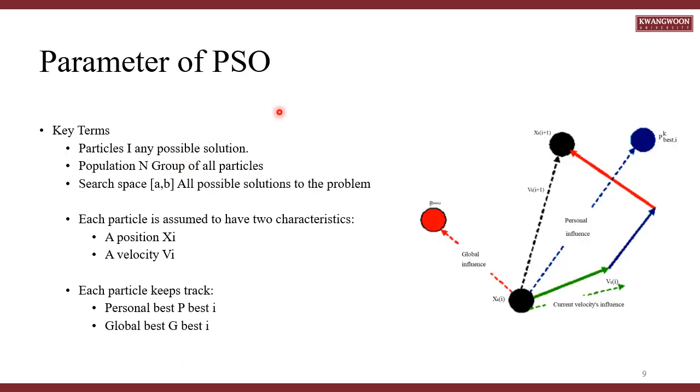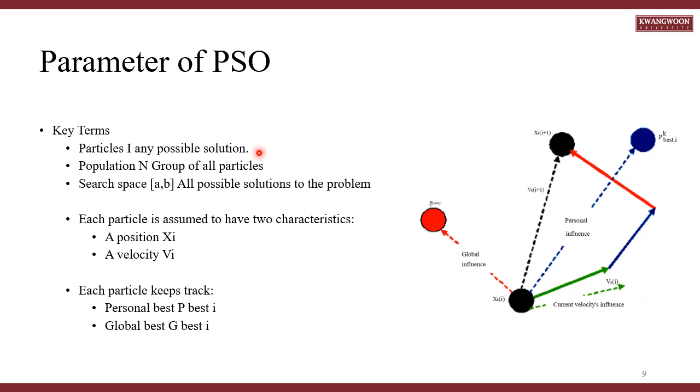There are several key term parameters in PSO. First, we already know that PSO is swarm optimization. It needs particles. Besides, a population is also needed because they don't work alone. Then the search space: it means all possible solutions to the problem, such as the parameters in PID control. We will discuss this further in the next slide.